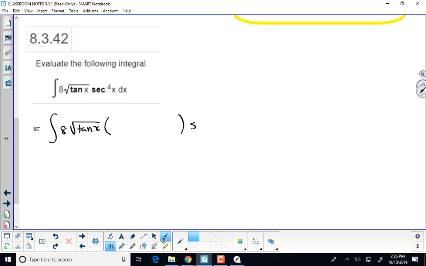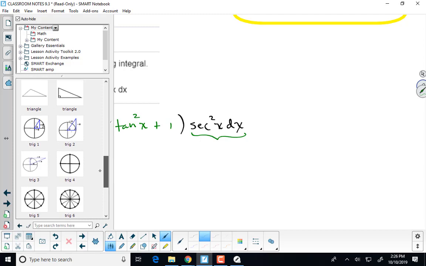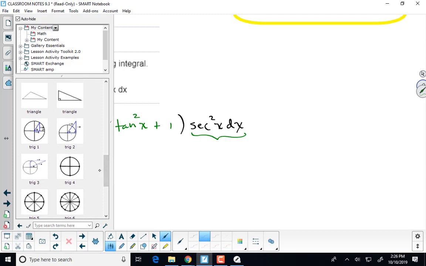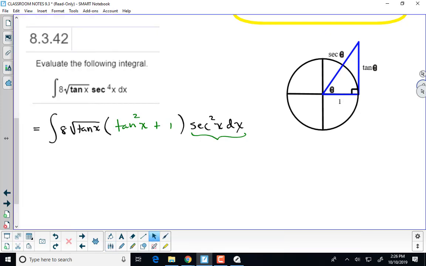So 2 come over to the differential. So that tells us that we're going to let u be tangent, because then du will be right there, secant squared dx. Now we convert the leftovers. So we pull 2 off, we have 2 left. We know that secant squared is equal to tan squared plus 1. Again, use that triangle that is so helpful to remember this identity. That triangle right there. Very helpful triangle.